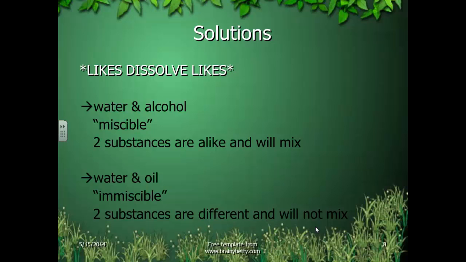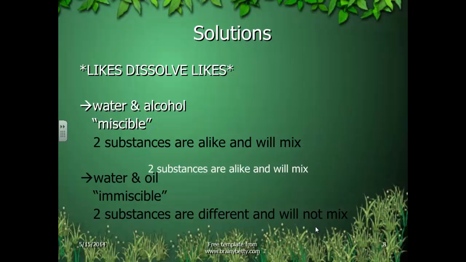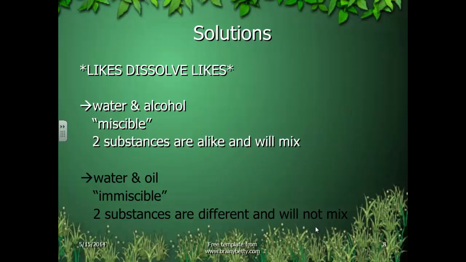For example, water and alcohol are both polar substances. They're both polar. They have a positive side and a negative side. That means they mix very well. When two liquids will mix, we call them miscible. Miscible means two substances are alike and will mix.